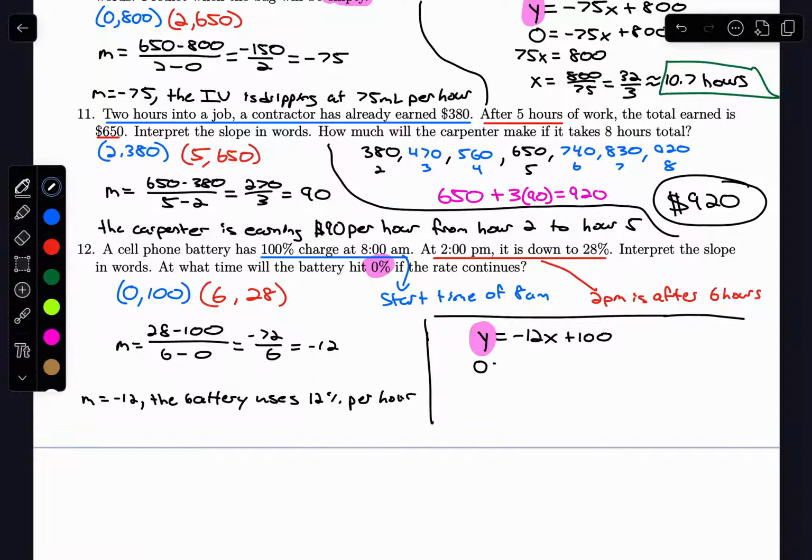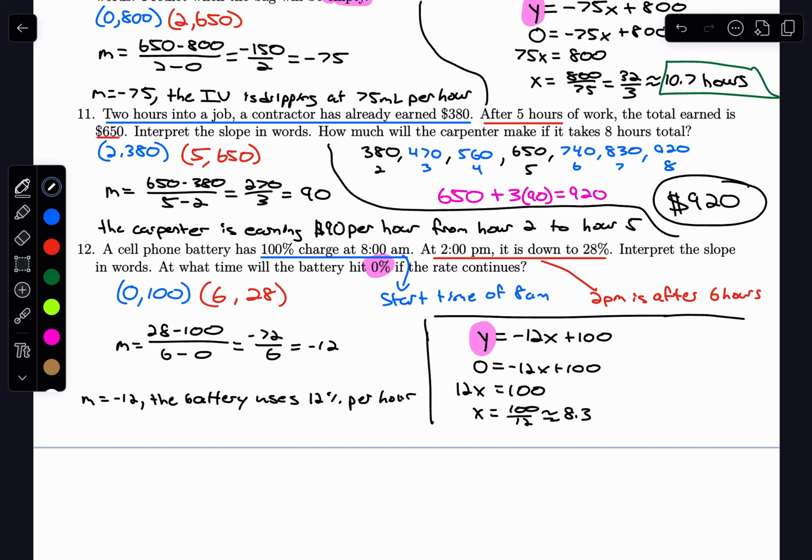So we're going to set 0 equal to negative 12x plus 100. And then just normal solving steps. I add 12x to both sides to get 12x equals 100. And then we're going to divide by 12. So x is going to equal 100 over 12, which is approximately 8.3. Okay, we could say 25 over 3, but we're going to use a rounded decimal here and say 8.3 is approximately what we have.